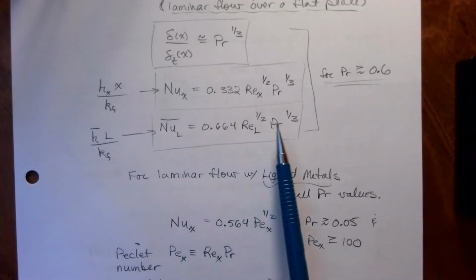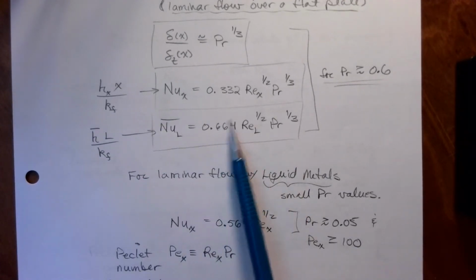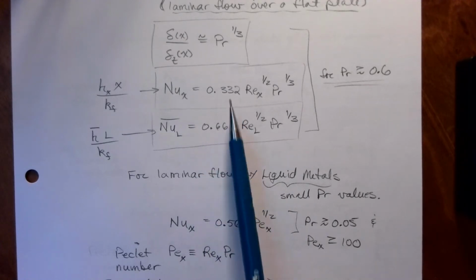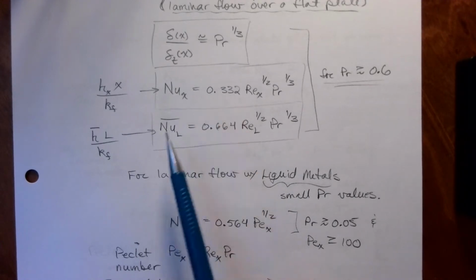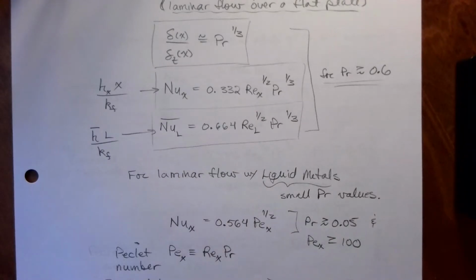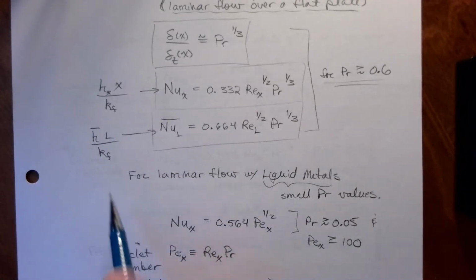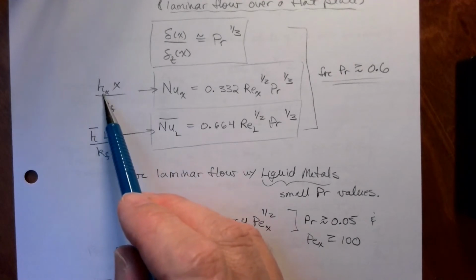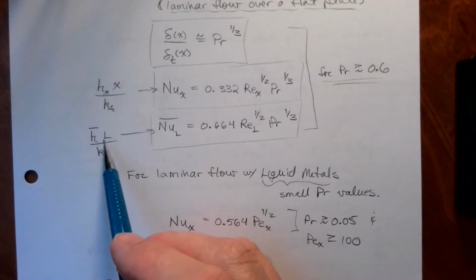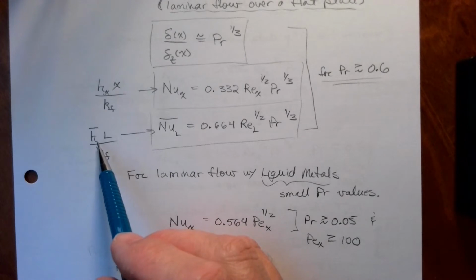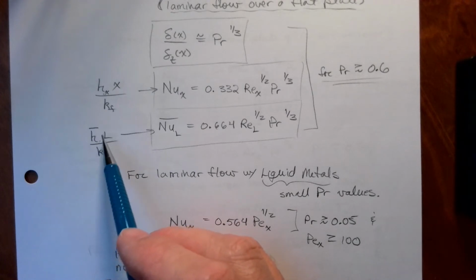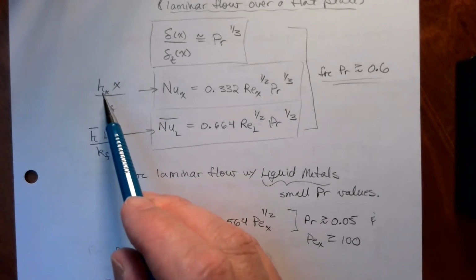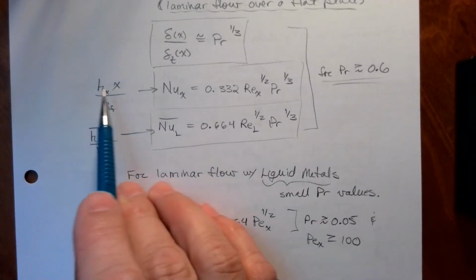So the correlation looks very much the same. The only difference is the coefficient in front. And if you notice by observation, this constant is 2 times that constant. So it turns out in laminar flow over a flat plate, h bar is actually 2 times h. All right, so the average h between x equal to 0 up to the location x is actually equal to 2 times the local h at the end, at x.